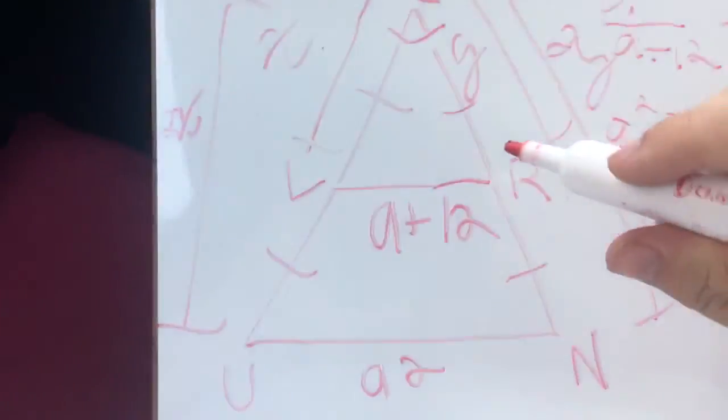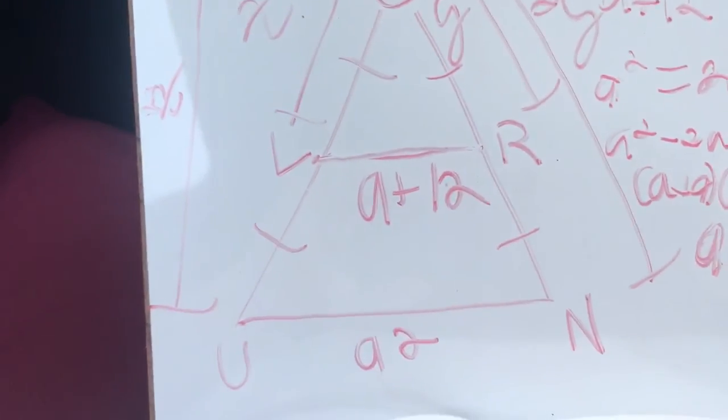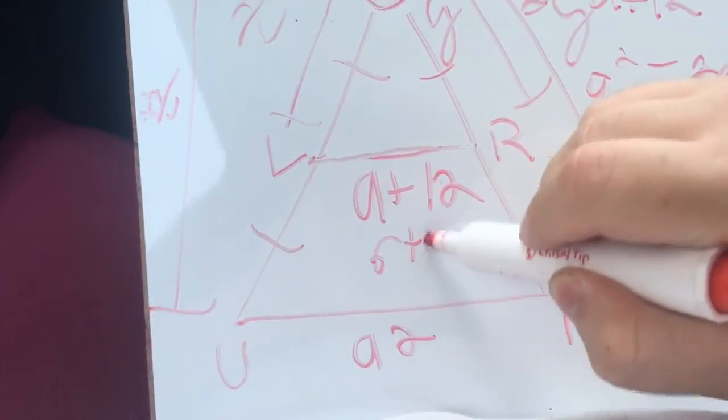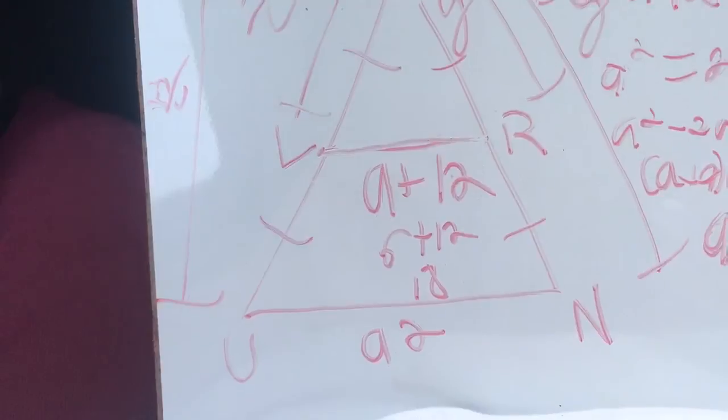And we're not done yet. We want to figure out what's the length of this side length right here. a plus 12, that's 6 plus 12, and that's 18. And we solved the problem.